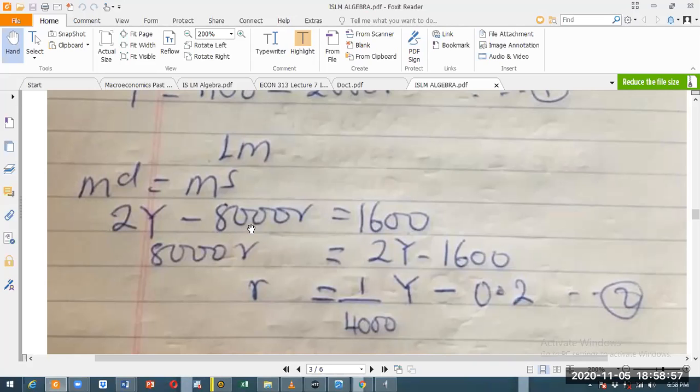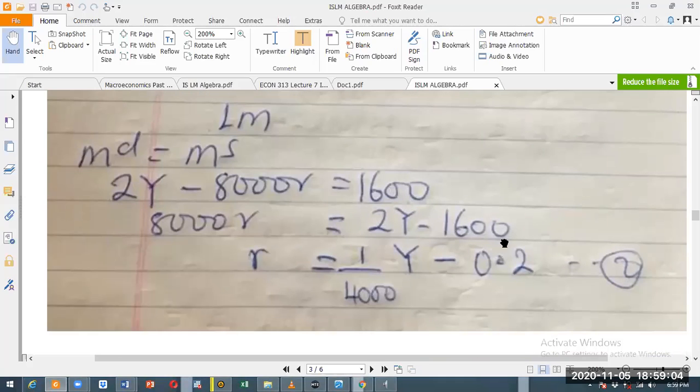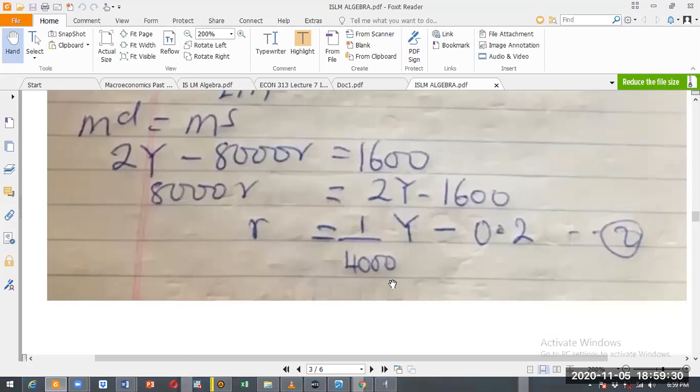So now we have 8,000R is equal to 2Y minus 1,600. So we divide through by 8,000. Here 2 over 8,000 will be 1 over 4,000. 1,600 divided by 8,000 is 1 over 5, which is 0.2. So that's what we have here. So this is our LM equation.